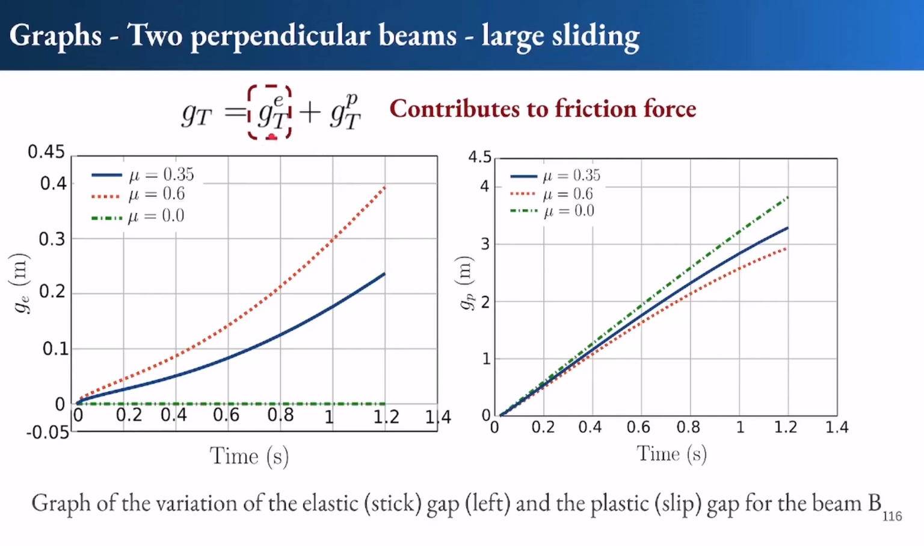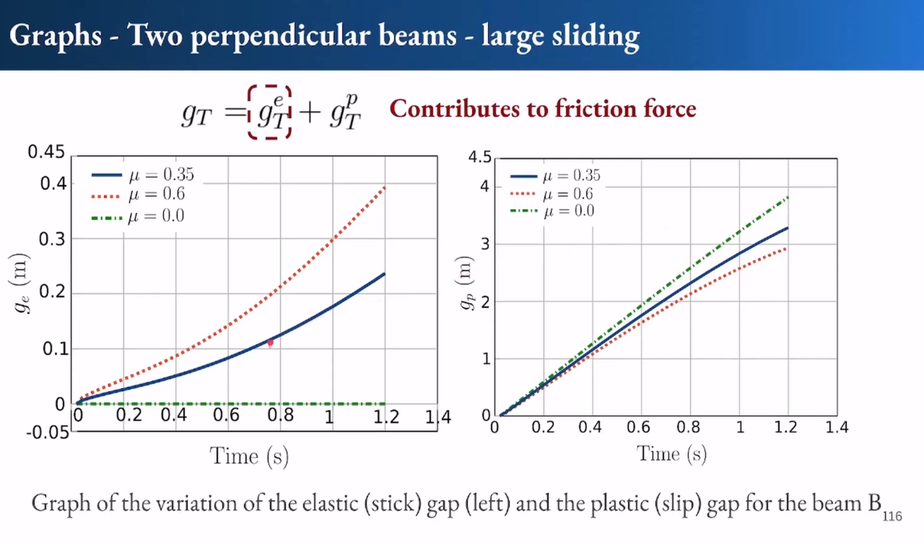Now, if we try to plot the graphs of the elastic gap and the plastic gap, here I'll remind you that the elastic gap contributes to the frictional force. So the graph on the left is the elastic gap of the first beam, where the beam is being pushed on the right. And for mu is equal to 0, simply there is no elastic gap. It doesn't contribute to any friction force. On the other hand, the plastic gap, if you see the green graph, it reaches to near about 4. So we push the beam by 4 meters. So we can see almost the entire motion being converted into the sliding gap.